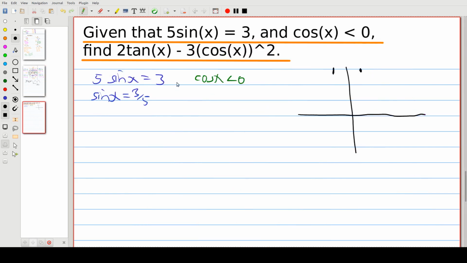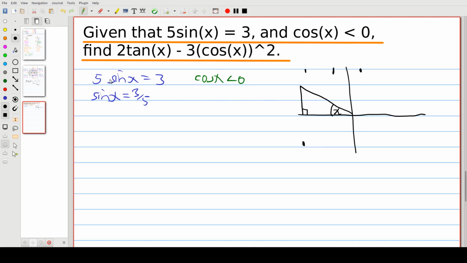Now we look at cos. Cos is negative, so which two quadrants is cos negative in? That would be in this quadrant and in this quadrant. So which is the only quadrant where both of these things are true? That's right, that would be the second one. So this is where we draw our triangle, and that is angle x.